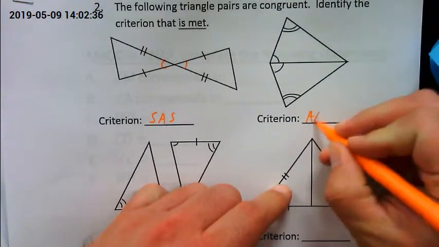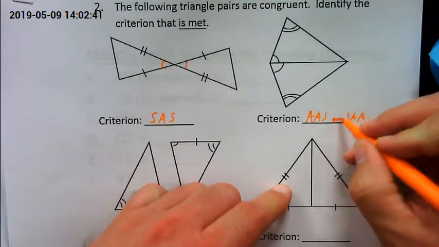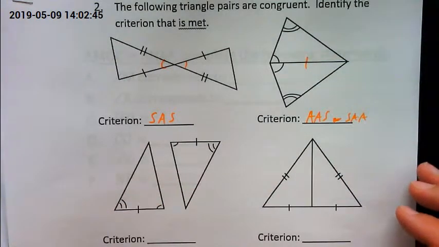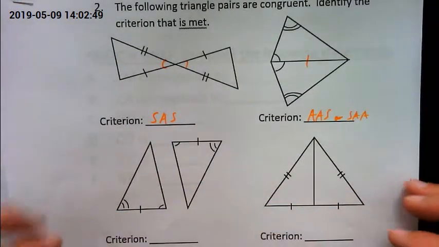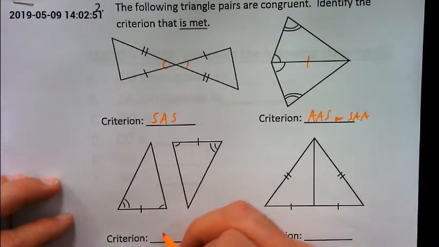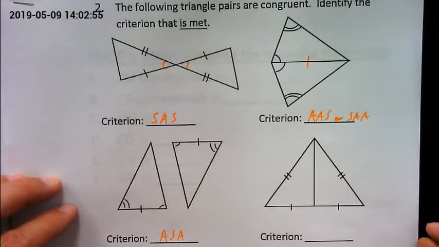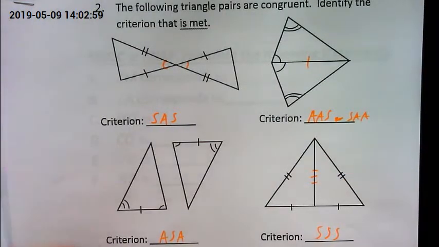Angle, side, angle, or side, angle, angle. Again, it's the same thing, no matter which way you put it. This side is being used in both triangles, so it's the same in both. On this one, angle, side, angle. And the last one, side, side, side. Again, this one's in both. Any questions? All right, moving on.